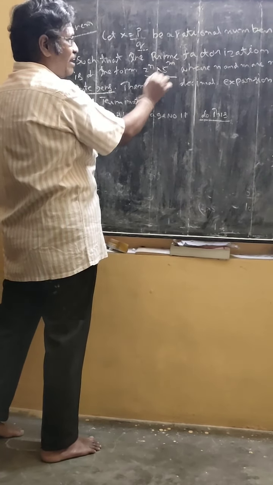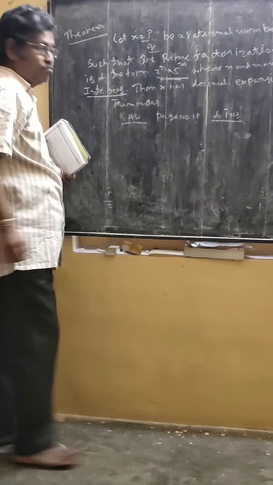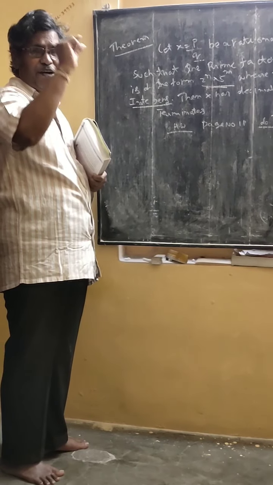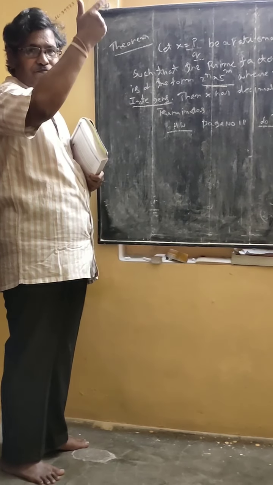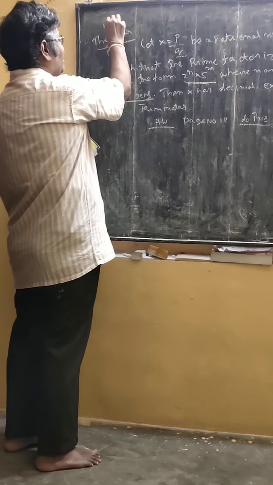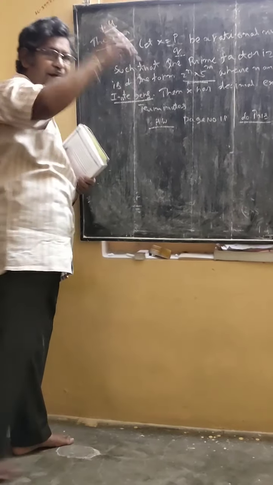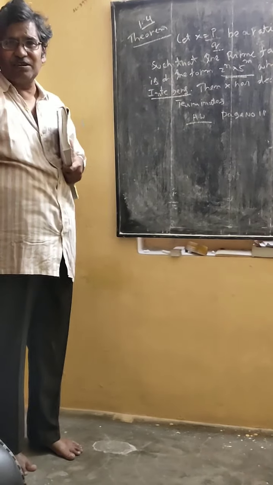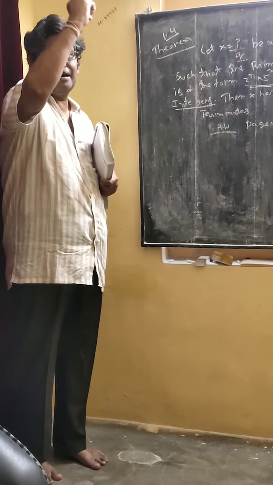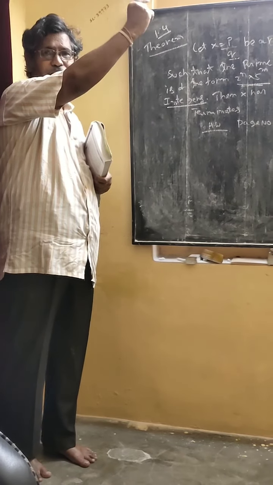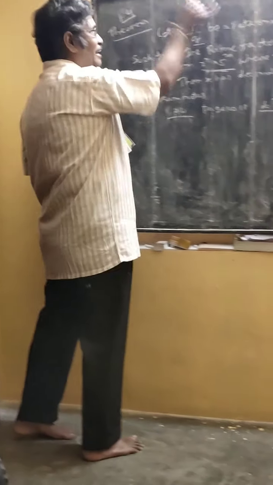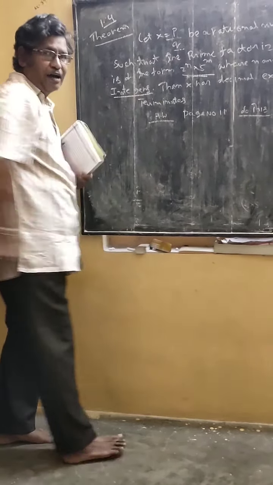The denominator's prime factors should be 2 power n into 5 power m. That is the condition. There also that is the condition: the denominator should be in the form of 10 power m. Don't confuse. The 1.4 theorem is nothing but the converse of the 1.3 theorem. There the hypothesis comes into conclusion, and the conclusion comes into hypothesis. The if part comes into the then part, and the then part comes into the if part.